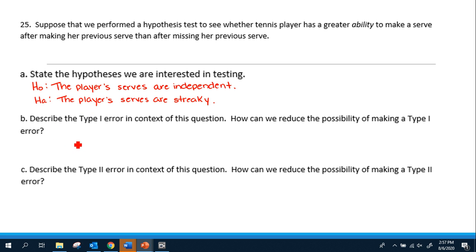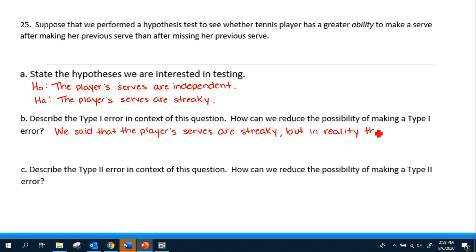Describe the type 1 error in the context of this question. So remember, a type 1 error is when we reject H0 but it is actually true. So we said that the player's serves are streaky. But in reality, they are independent.